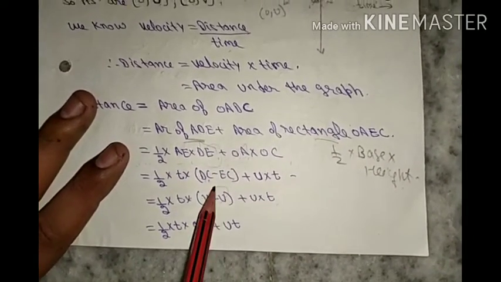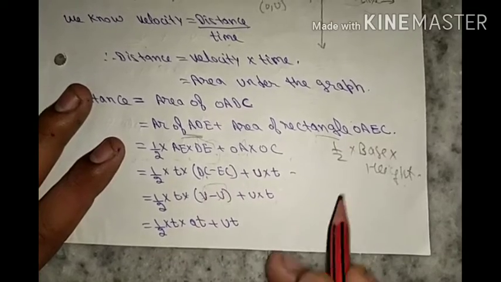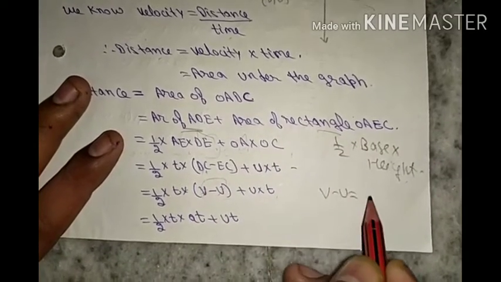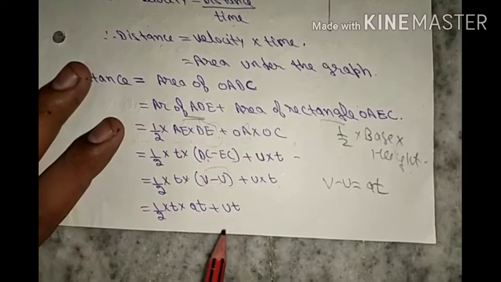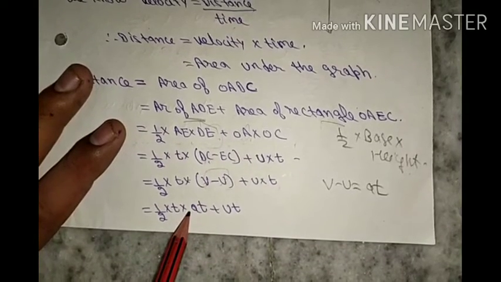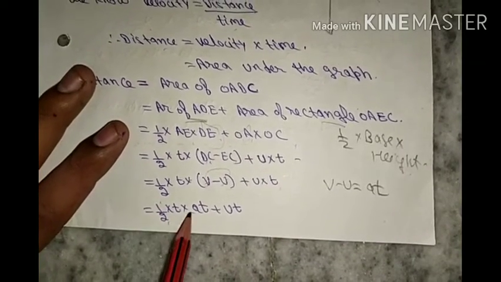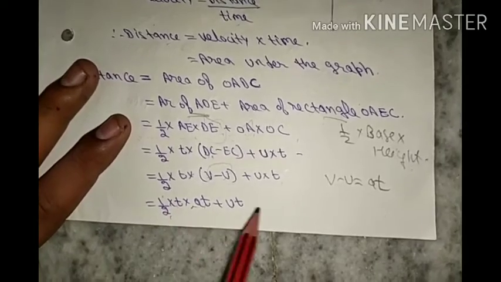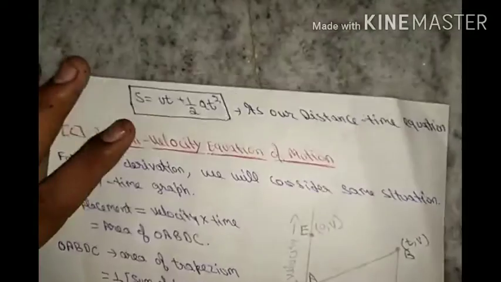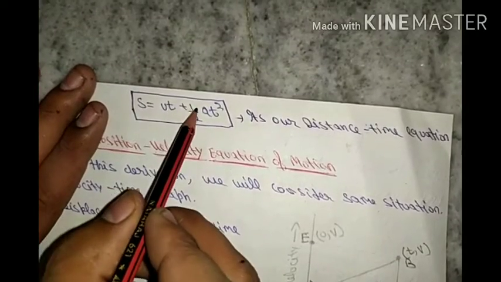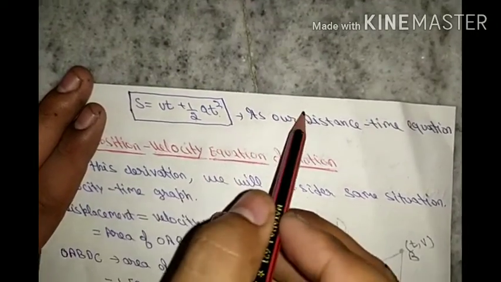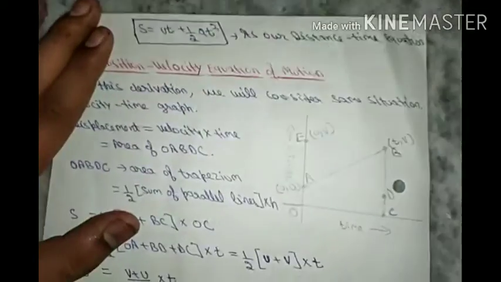And we know V minus U is equal to AT, that we did in the previous derivation. So we can substitute that value directly, AT. So it becomes half T into AT plus UT, and that becomes S is equal to UT plus half AT square, and it's our distance time equation.